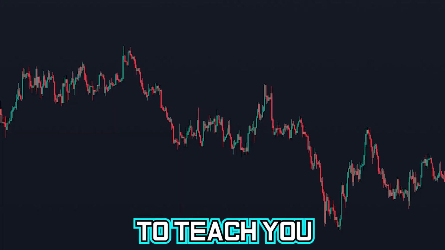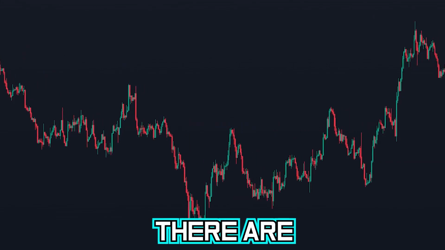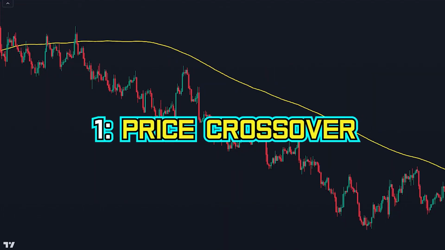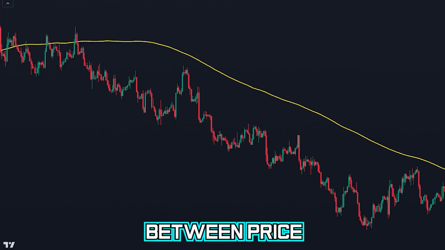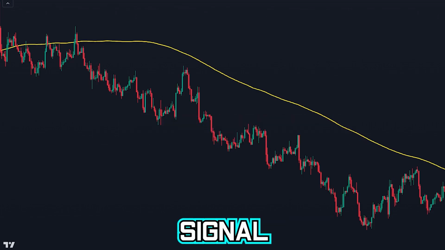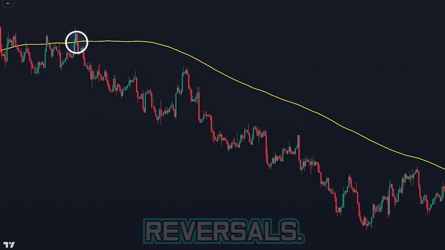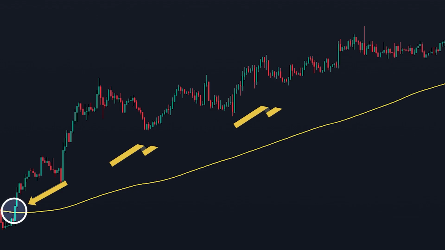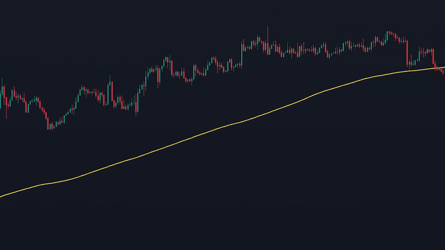Now I am going to teach you how to identify reversals. There are 2 techniques that come into play. 1. Price crossover. Crossovers between price and the moving average signal potential reversals. Crossing from above suggests a bearish reversal, while crossing from below indicates a bullish reversal.